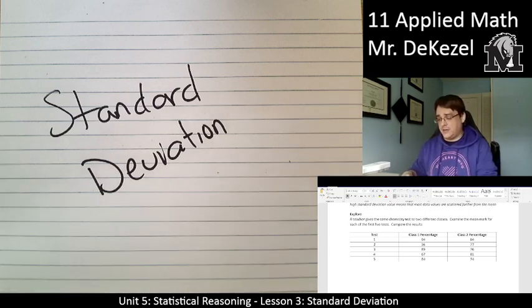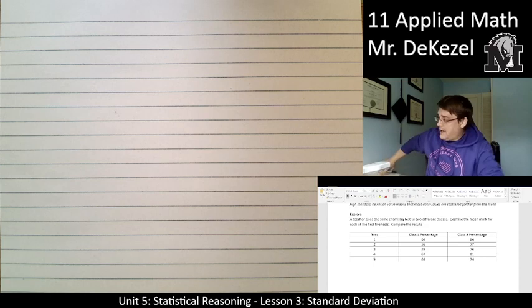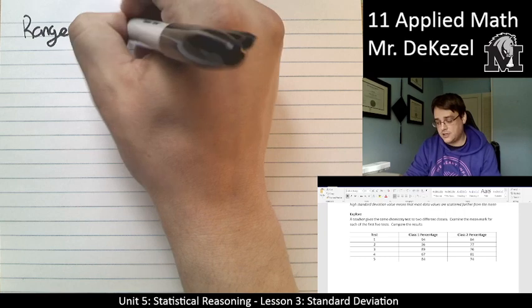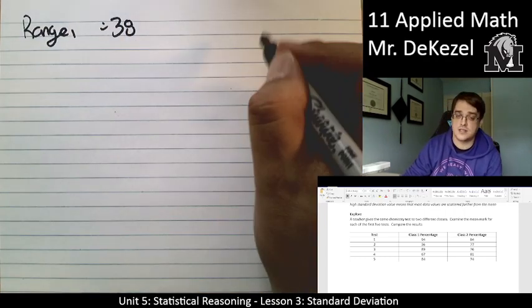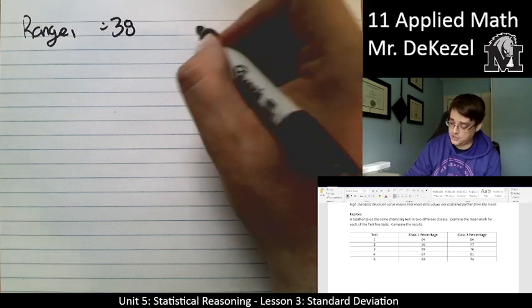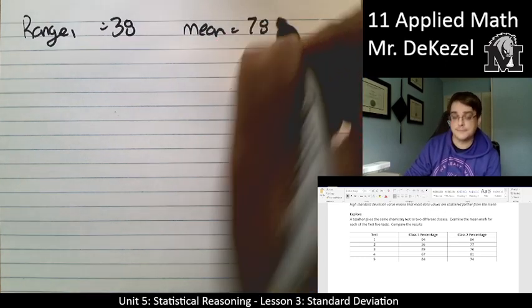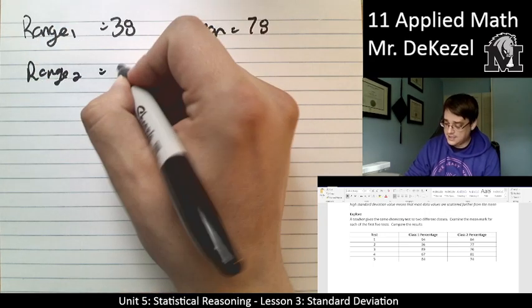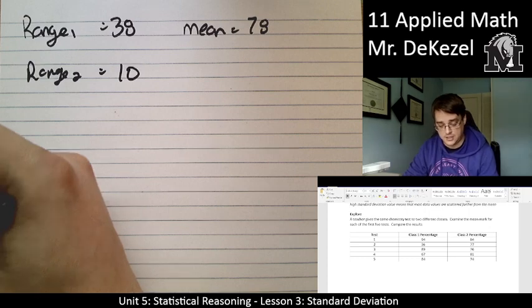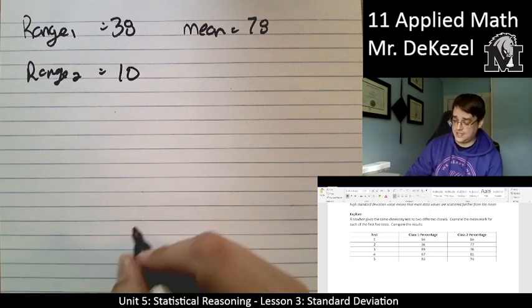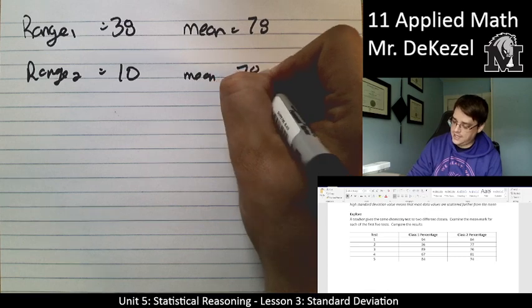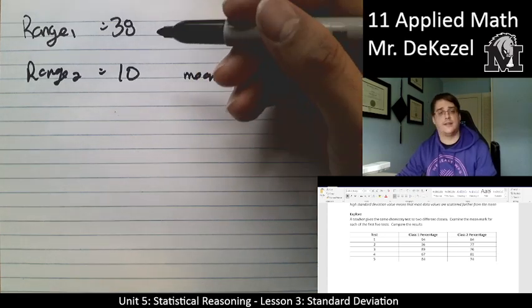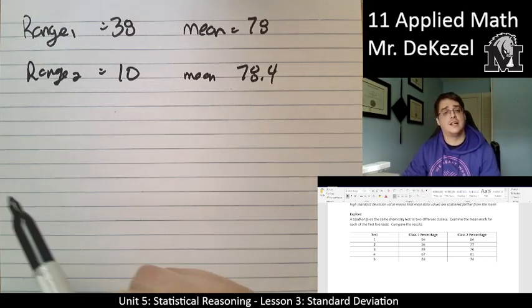Okay, so let's get right into it. I've written some of this down already, but you could analyze this and say the range for class one is 38. The largest minus the smallest is 38. So that's a fairly large range, and the mean is 78. That's a pretty decent mean mark. The range for class two is only 10. The difference between the top percentage and the bottom percentage for class 2 is 10, and the mean is 78.4. So although we have the same mean, the measure that we have for dispersion is a whole lot different.